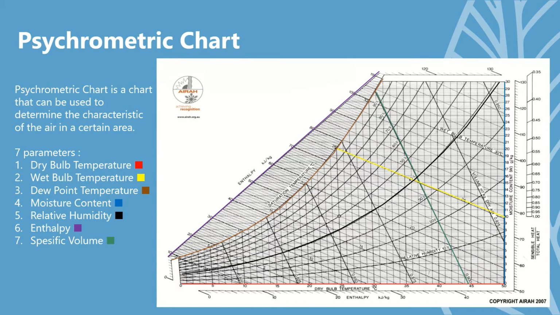Now we enter the next parameter, which is dew point temperature. This parameter is defined as the temperature point at which water vapor in the air will be condensed. In other words, the water vapor that is contained in the air will turn into liquid water if there is a lower temperature in a certain area. For example, if we have a cold water in the glass, the surface of the glass will be wet because the water vapor around the glass will be condensed.